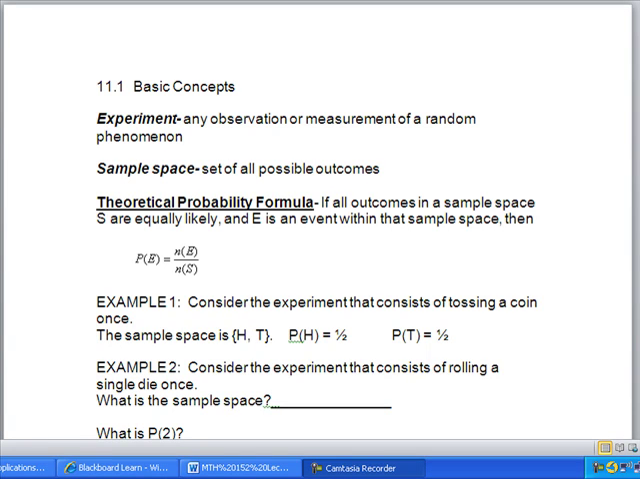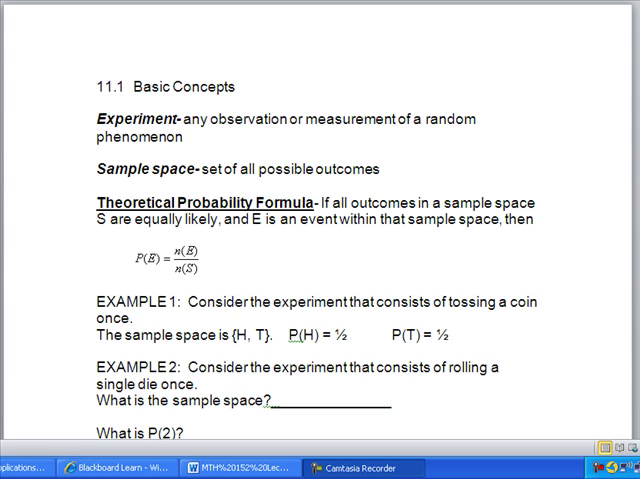Today we're looking at section 11.1 on basic concepts. These are basic concepts of probability. In chapter 11 we will be applying many of the ideas we learned back in chapter 10 when we talked about counting. And we begin with the definition.